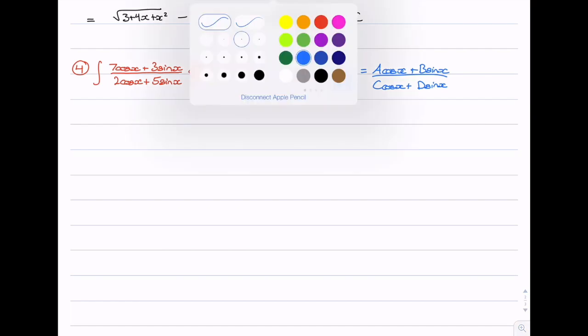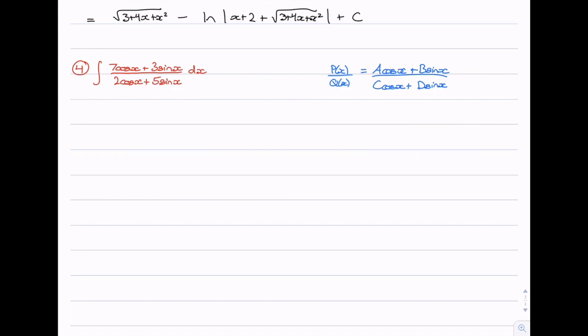Well, the trick here is to write our function p of x, which is the numerator, as the following. It's going to be some constant, I'll just call it alpha, so alpha times q of x plus another constant beta times q dash of x. So what do I have? I have the numerator written as a combination of the denominator plus the derivative of the denominator. And why would I do that?